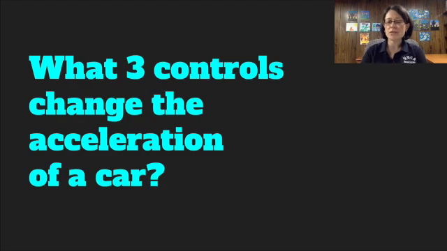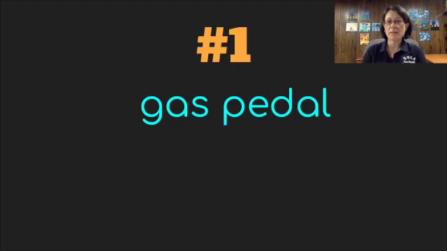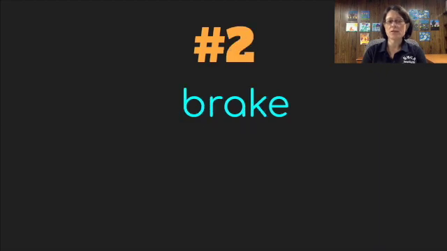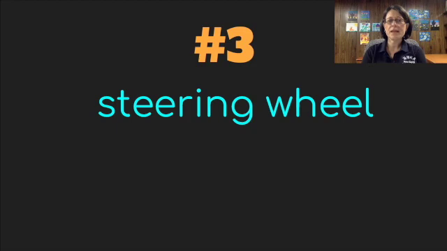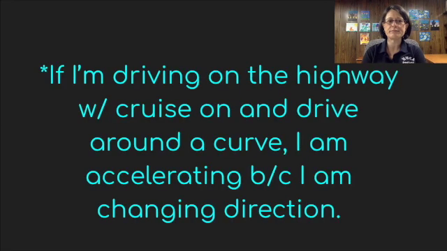So what three controls change the acceleration of a car? Well, what ones change the velocity of a car? The gas pedal, because it sped it up. The brake, because it slowed it down. And the steering wheel, because it changed direction. It's the same thing with acceleration. The same three things that change velocity change acceleration. When you have a change in velocity or a change in direction, you have a change in acceleration.